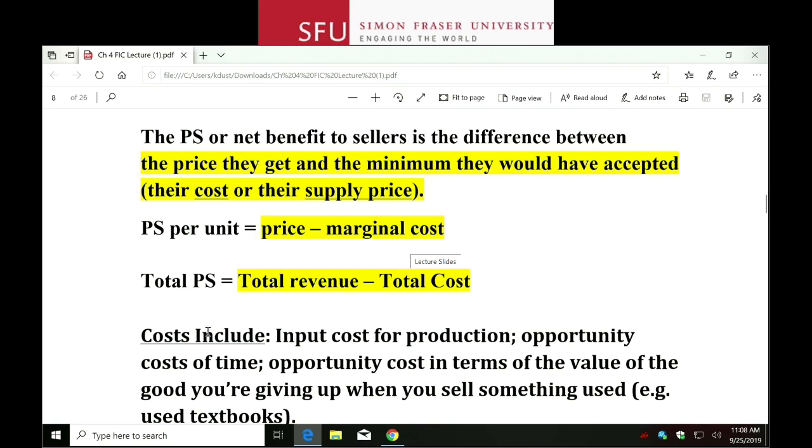Now for the seller, the costs of production will include all the opportunity costs. So that will include things they actually pay for, like materials and labor and utilities and things like that. But it will also include other kinds of opportunity costs, like the cost of your time. That would also be included.